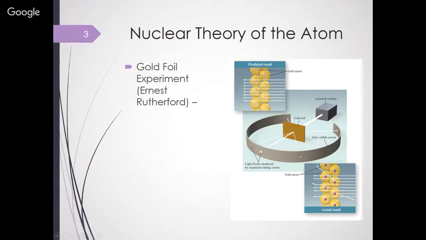So the actual result was that in the center of the atom, the nucleus, we have most of the mass. So here's where all of the protons sit. And the actual atom is mostly empty space. So that's why when the alpha particles were projected at the gold foil, most of them just went through.